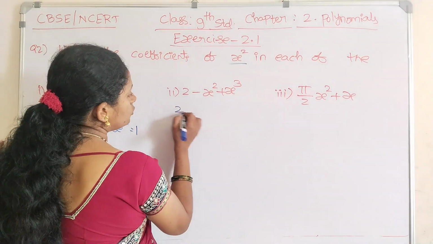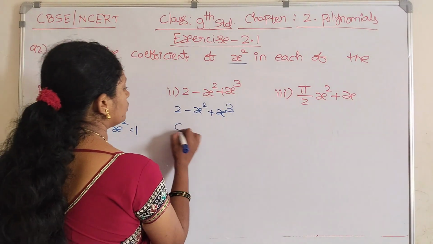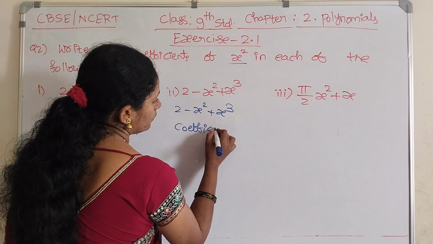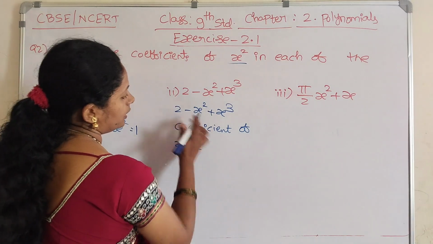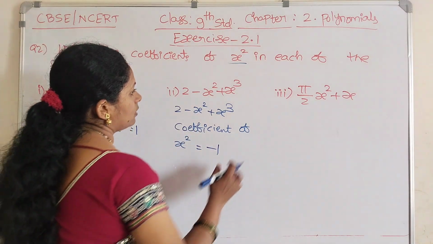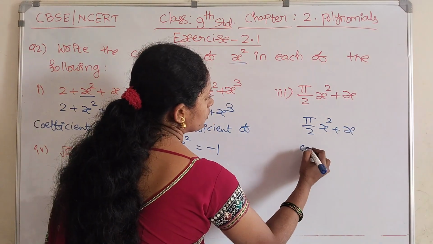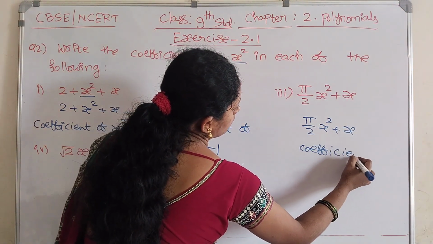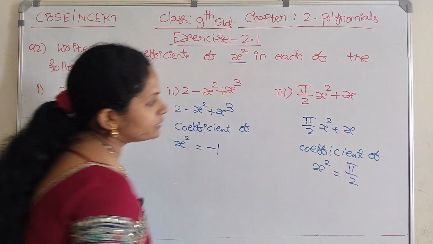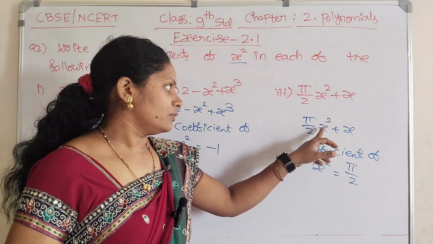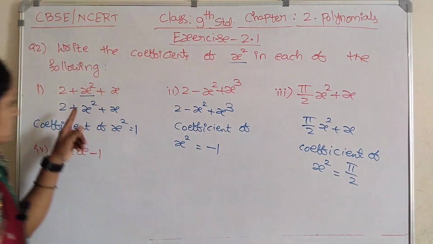Here 2 minus x square plus x cube. This is given to us. We have to write the coefficient of x square, which is equal to minus 1. Pi by 2 x square plus x, the coefficient of x square is equal to pi by 2. It means we have to write the multiple of this x square. Pi by 2. Here is the minus 1 and here is the plus 1.